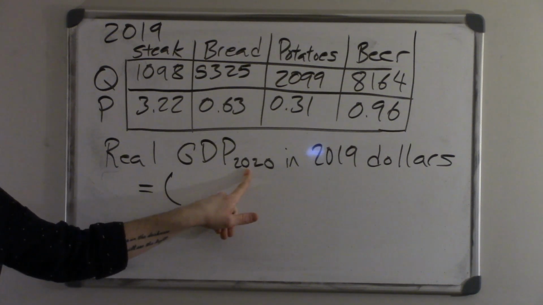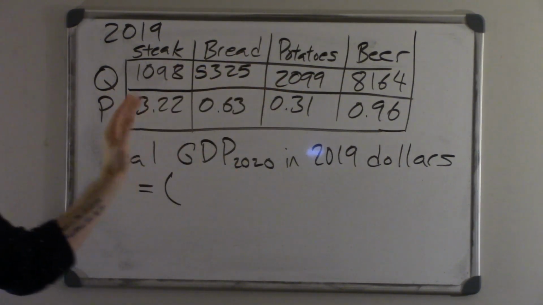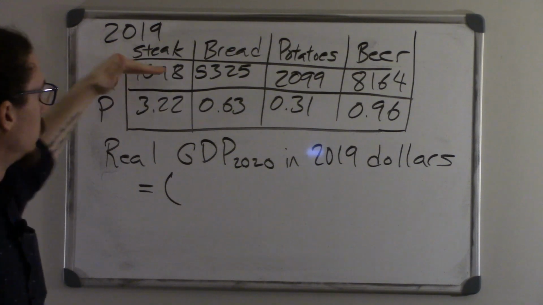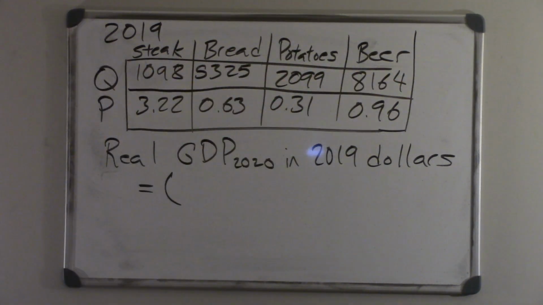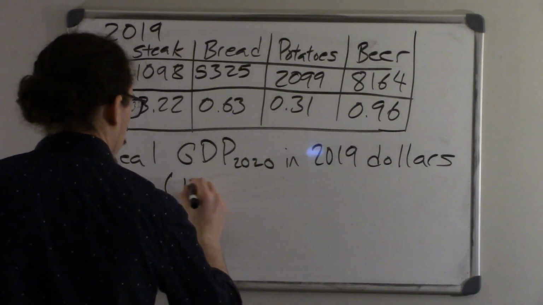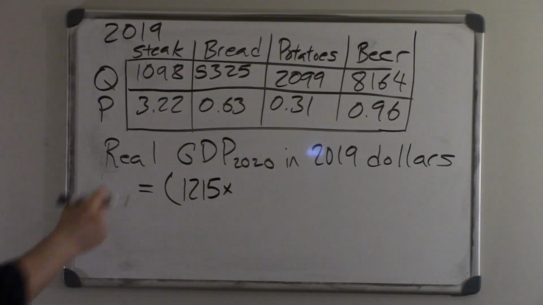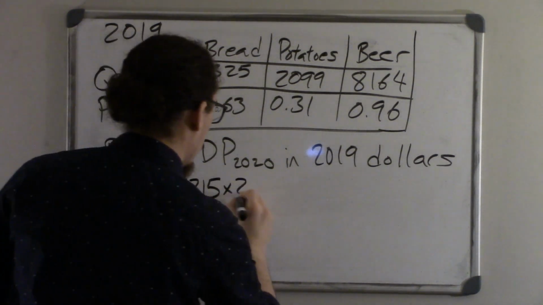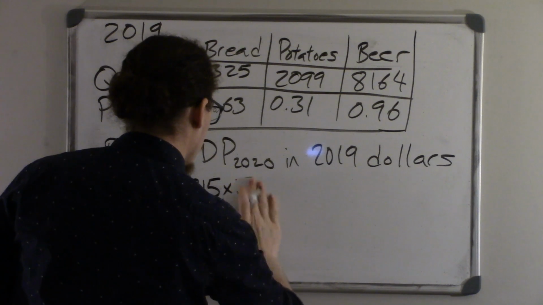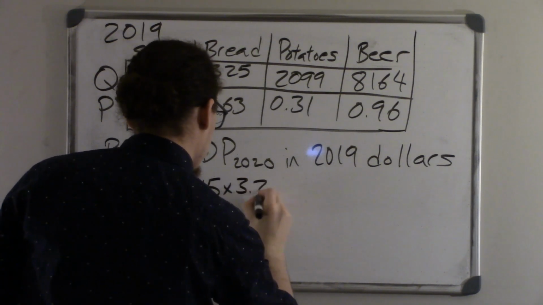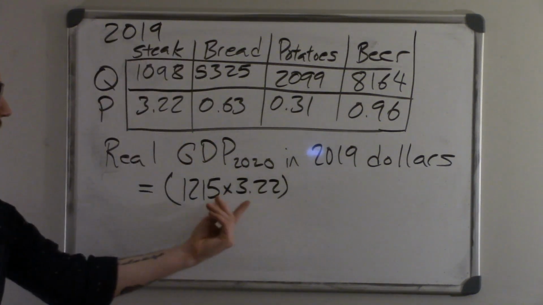But when we're doing the real GDP for 2020 in 2019 dollars, we're going to take the quantities from 2020. So this is the other table, not this one. So really we can just ignore this line for this part of it. We're going to take the quantities for 2020. So for steak, there were 1,215 units, and then we're going to multiply that by the price for 2019.